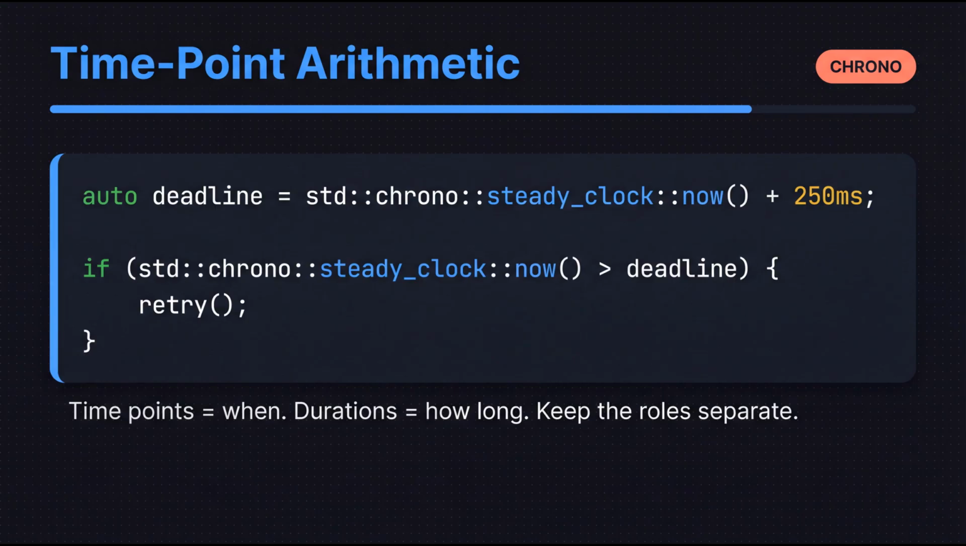You can subtract two time points to get a duration. Elapsed equals end minus start. You can compare time points. If now is past the deadline, retry. Keep these roles separate. Time points answer when. Durations answer how long. Most chrono code becomes cleaner once you stop mixing the two.